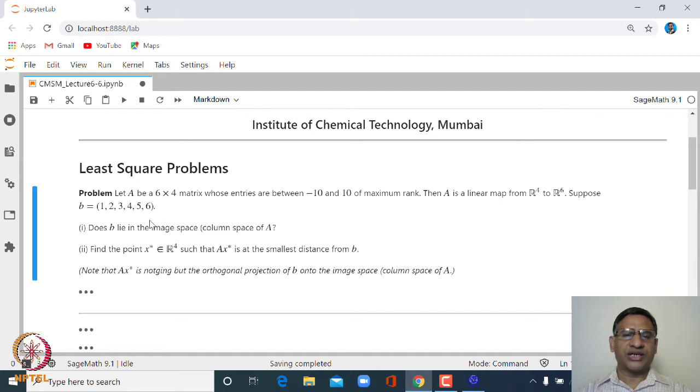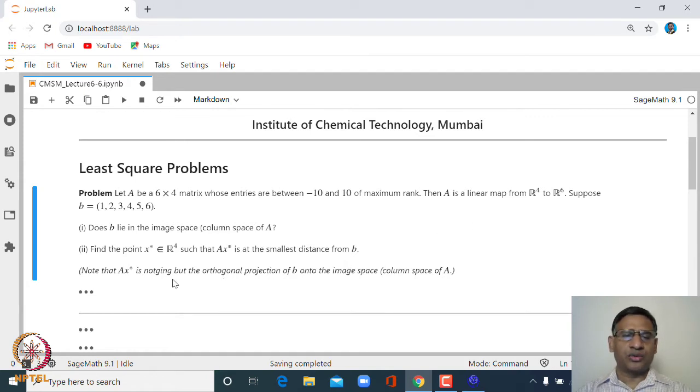However, if B does not lie in the image space of A, then we can ask for the point x star, let us say in R4, such that the image of x star under A, that is Ax star, is at the smallest distance from B in the codomain. Such an x star is known as the least square solution of this system of linear equations Ax = B.